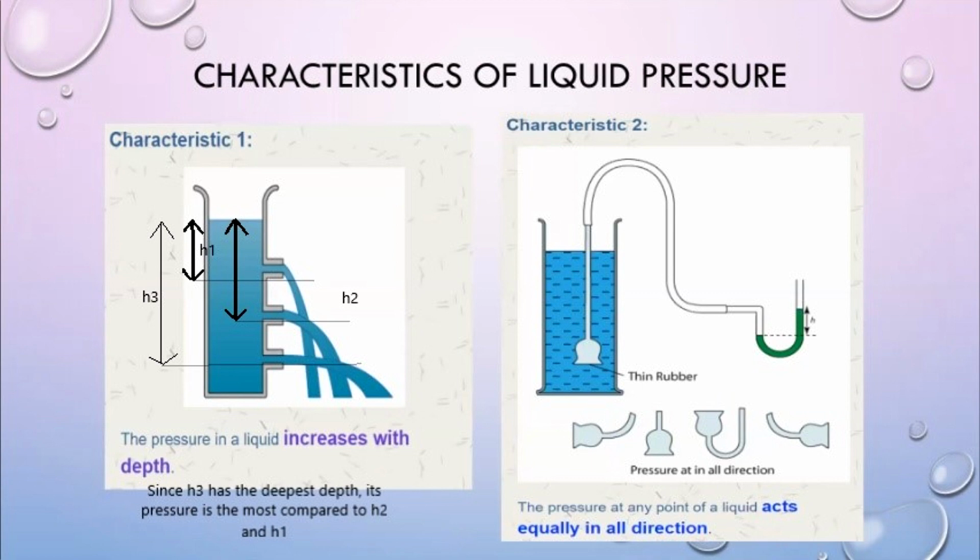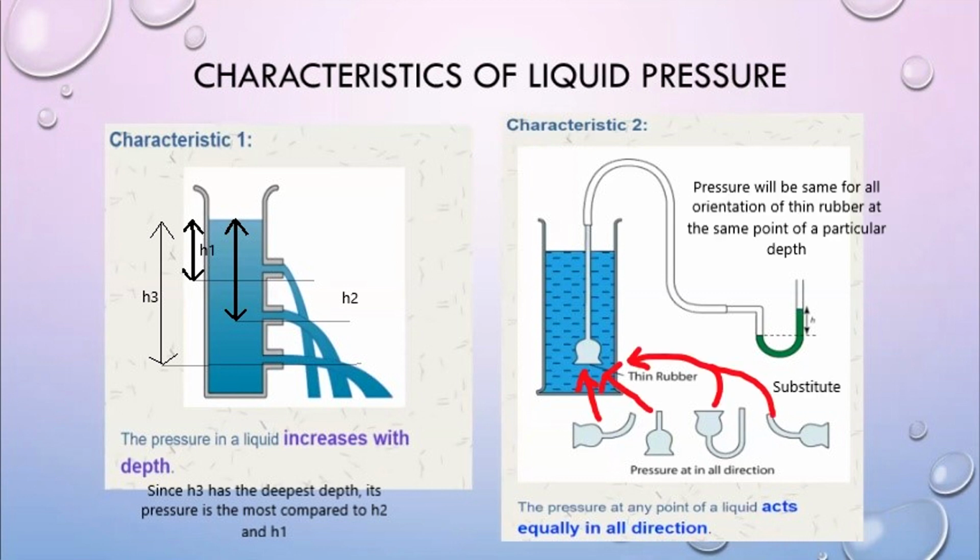As we can see in this diagram, no matter how the thin rubber rotates, the pressure acting on the thin rubber will be the same as long as the thin rubber is at the same point.